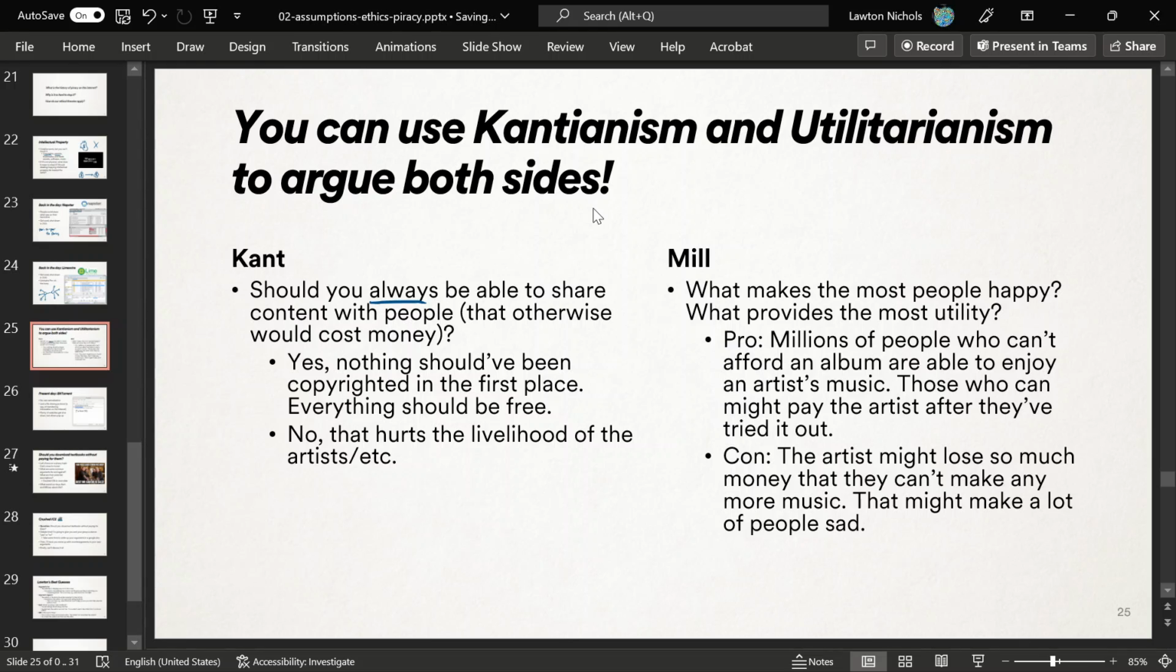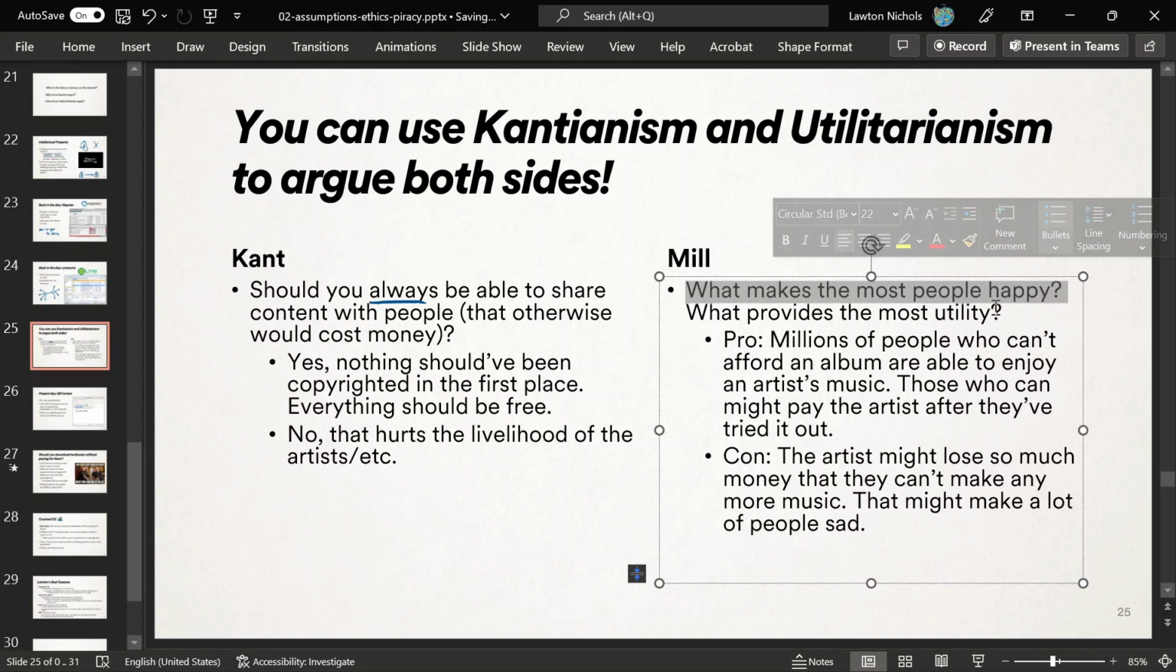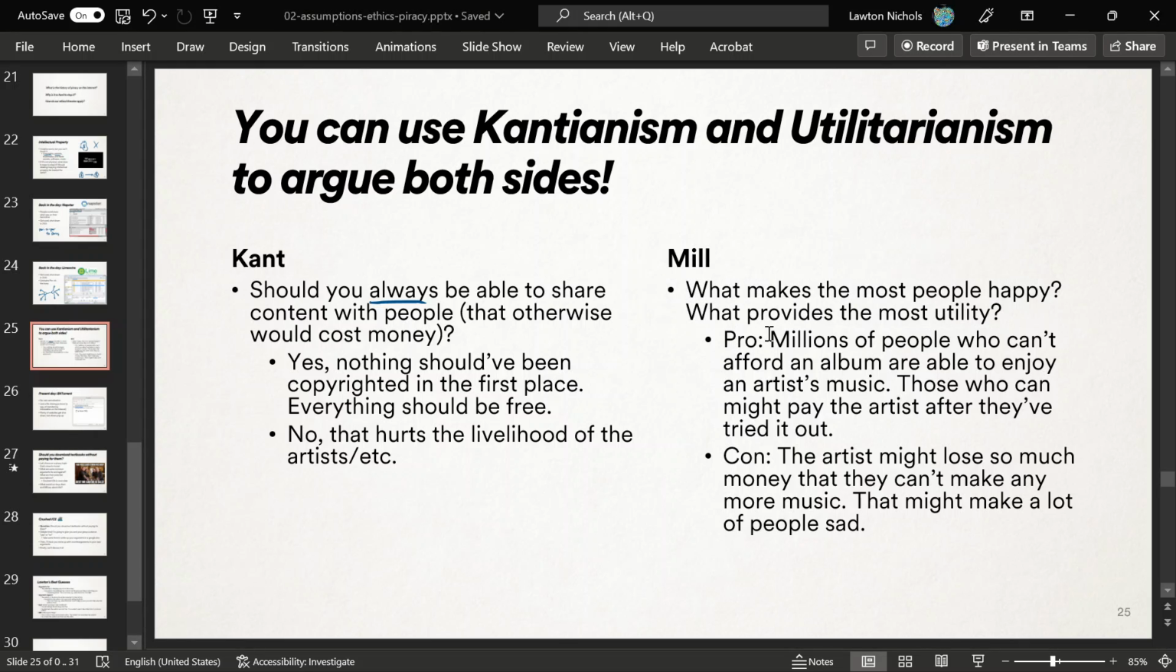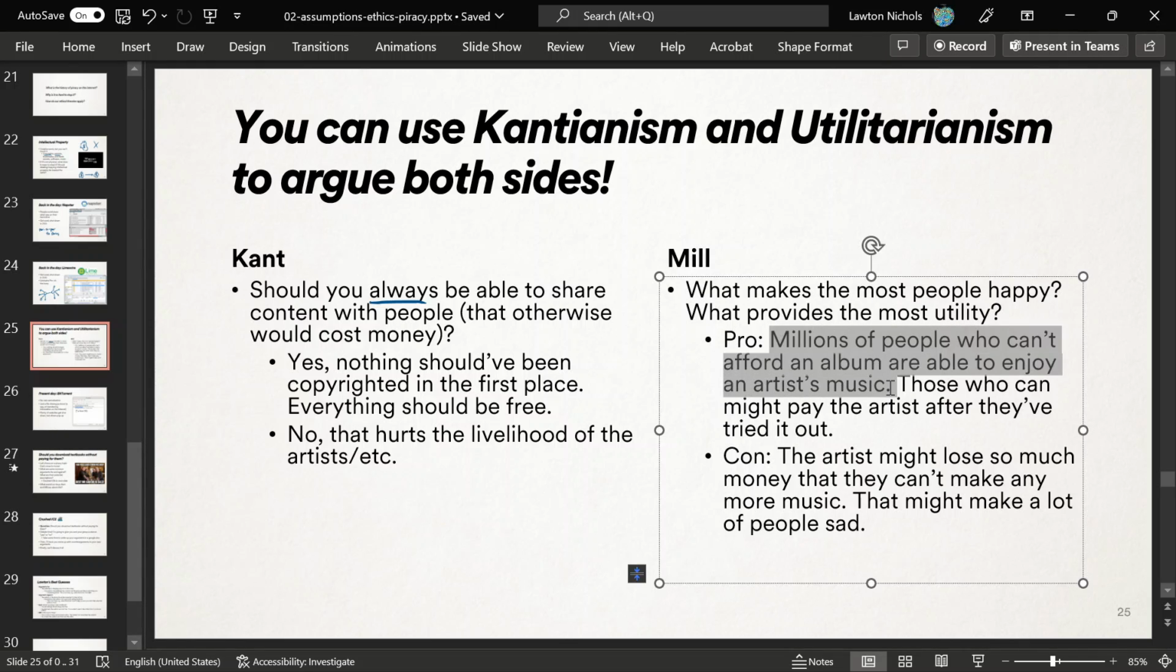Okay, so Kant would ask the word always in his question, and then Mill would say, all right, the utilitarian perspective, what would make the most people happy? Should we have piracy? Well, what provides the most utility, right? So the pro to piracy is, of course, millions of people who cannot afford this album that they're trying to listen to. Usually it was music back in the day, so that's why I'm using it as an example.